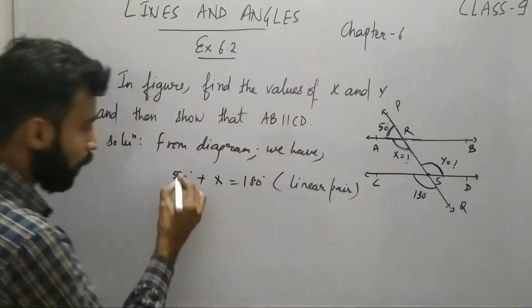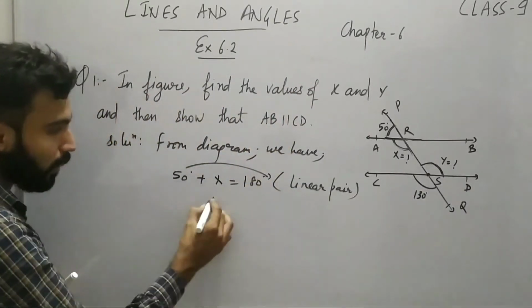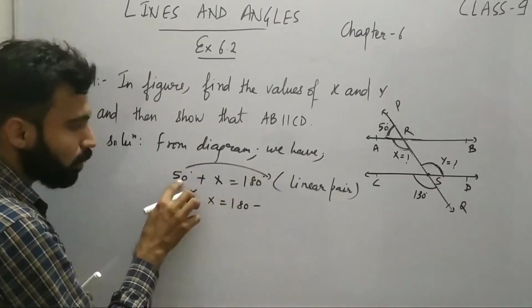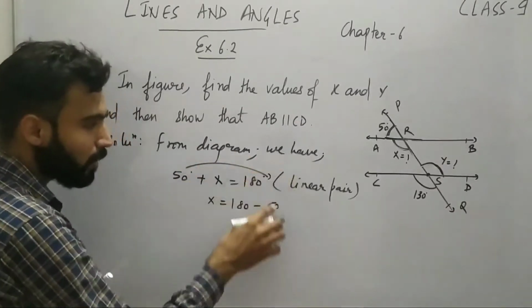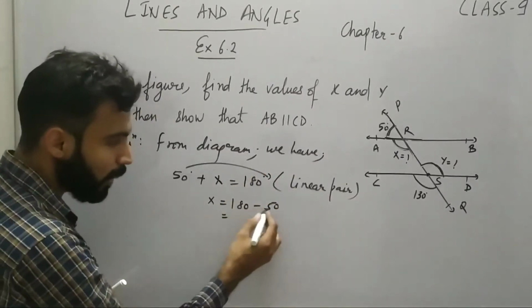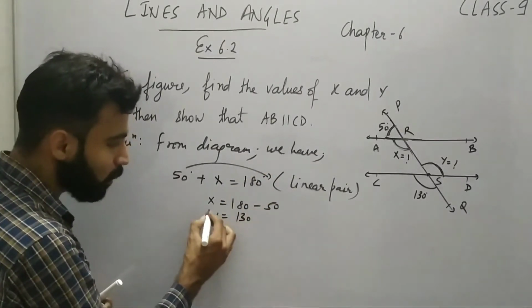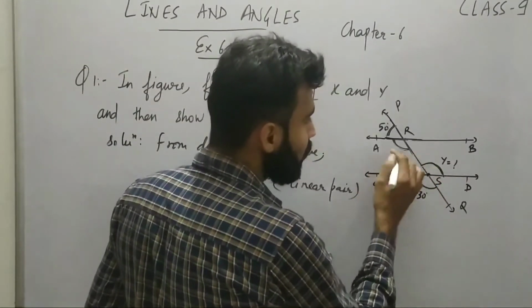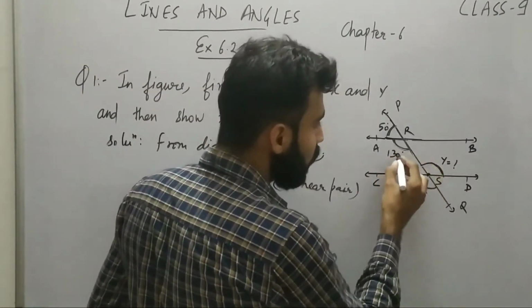pair. Now transfer this 50 degree over to right hand side. This will get you angle x as 180 minus 50. Now this is a positive. After moving on to right hand side, that will become minus 50. So 180 minus 50 will get you x as 130 degrees. That means we have found the angle x as 130 degrees, right?